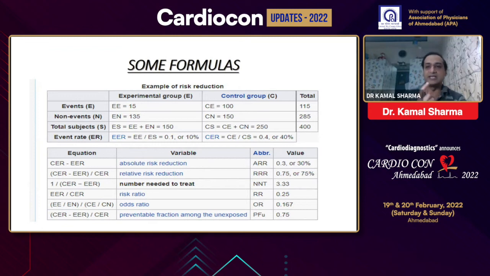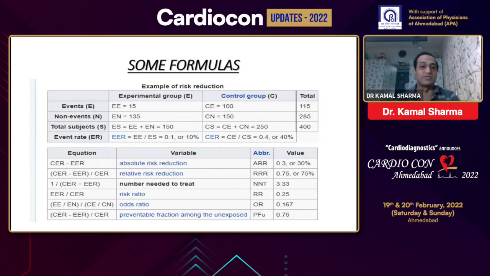Now, it is important to define what you're looking at. Risk ratio and odds ratio are different things. Risk ratio is the ratio of EER upon CER, where EER is the event rate in the experimental group and CER is the control event rate, and you divide the two to get the risk ratio. So here you have 0.25.